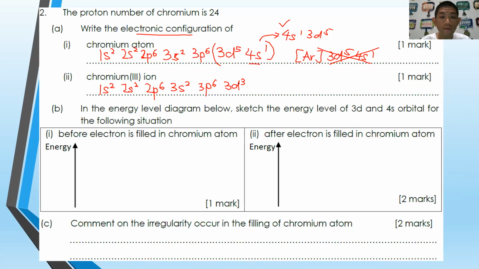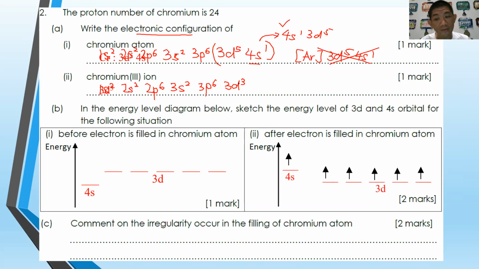Then for B, in the energy level diagram below, sketch the energy level diagram of 3d and 4s before and after electrons are filled. Before electrons are filled, you have to always remember by heart that the energy level of the 4s is lower than the 3d. So you have to draw accordingly to the energy levels. However, after filling in electrons, 4s will be greater than 3d in terms of energy level, slightly higher.